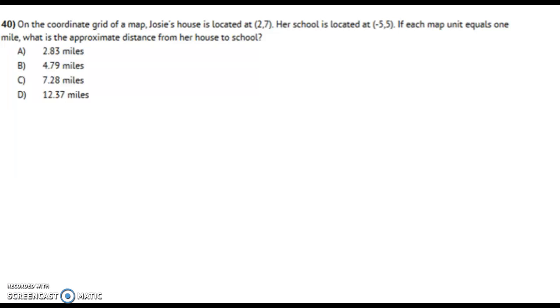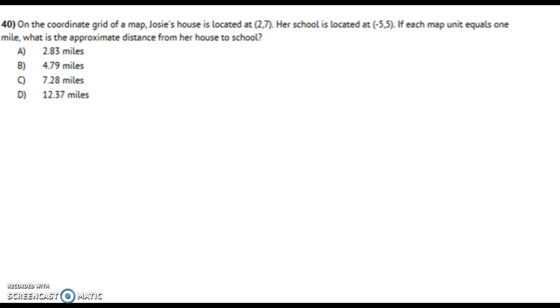Question 40 says, on the coordinate grid of a map, Josie's house is located at (2, 7). Her school is located at (-5, 5). If each map unit equals 1 mile, what is the approximate distance from her house to the school?